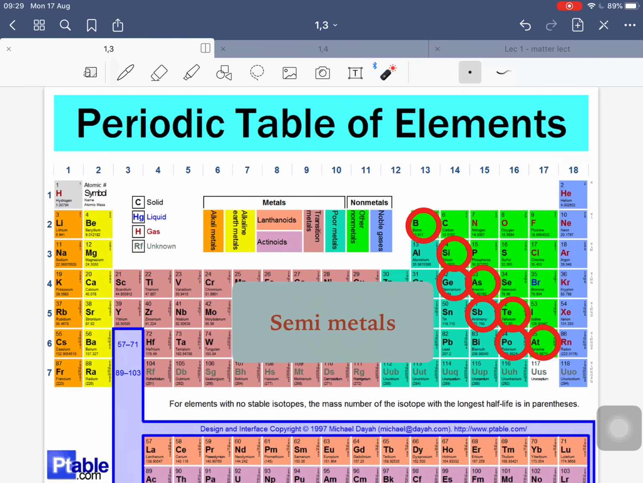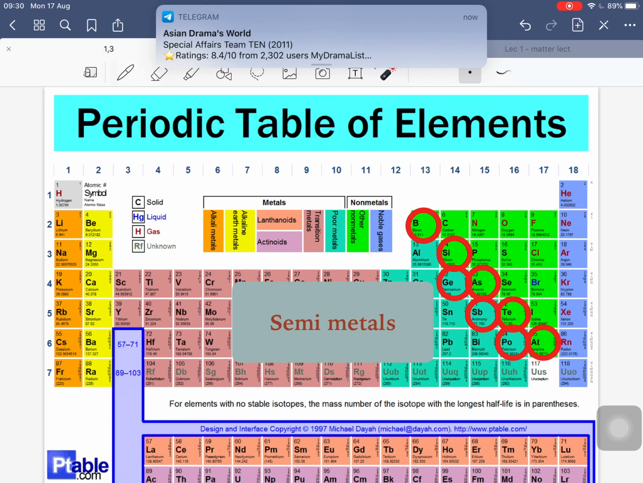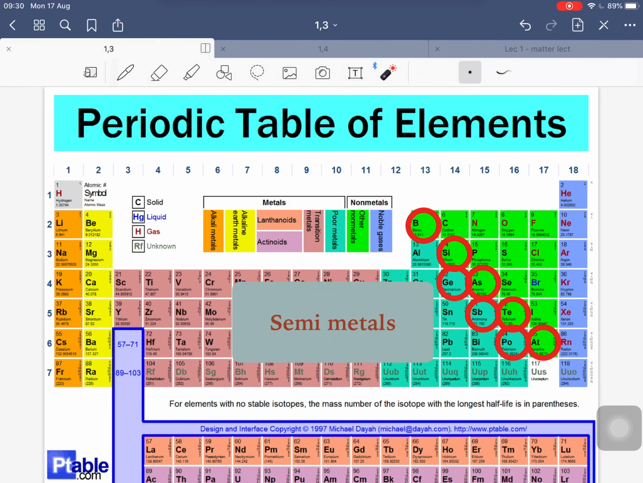Here, on the left side of the periodic table, you have all the metals, by the way. And on the right-hand side of the periodic table, you have all the non-metals. And there are special elements here, all these red circled elements. They are all called semi-metals.